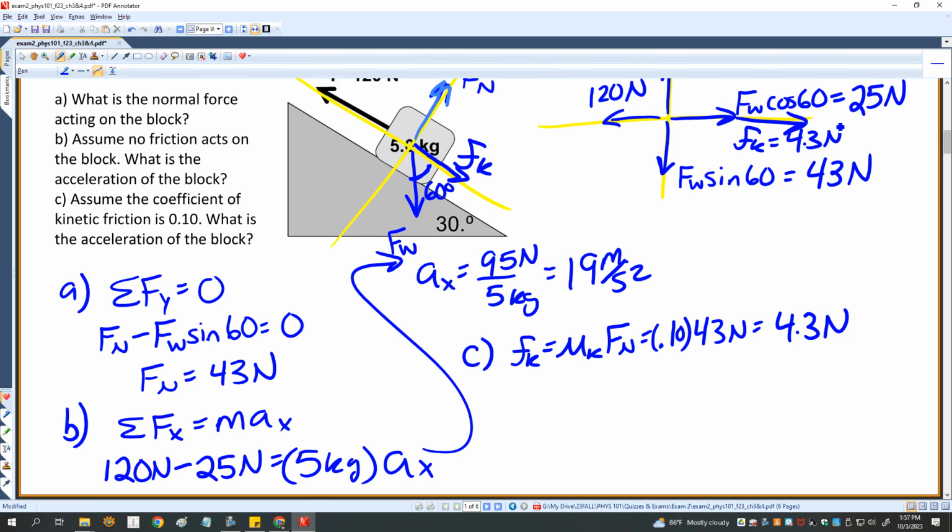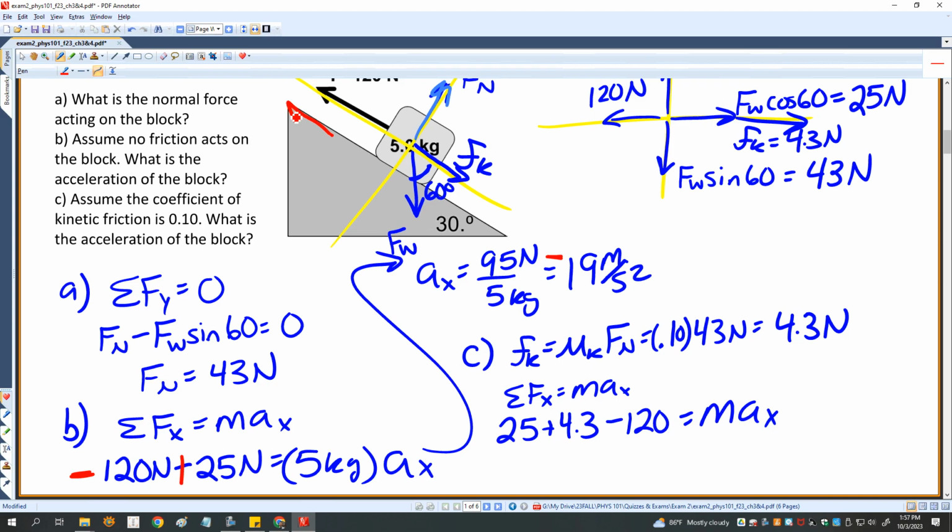So now I can do the same thing I did in part B, where I do the sum of the forces in the x direction equals max. That is going to be 25 plus 4.3 minus 120 is equal to mass times acceleration in the x direction. I just realized, by the way, that I made a mistake over here, so let me correct that. This actually should have been negative 120, and that should have been positive 25, which would have given me a negative 19. That means I had an acceleration up the inclined plane, which is minus 19 meters per second squared. Sorry about that.